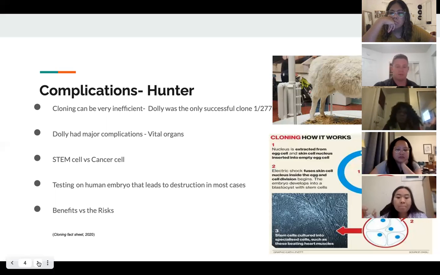So there are many benefits and risks associated with cloning. In some cases, the animal comes out okay and doesn't have many side effects. But in Dolly's case, there were many side effects, such as the complications with the vital organs. So it's important to take into account that the risks outweigh the benefits in the case of cloning.